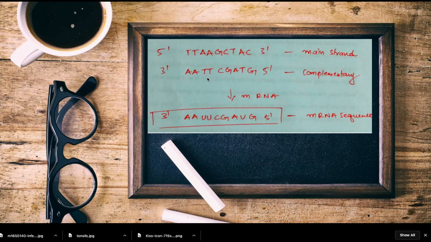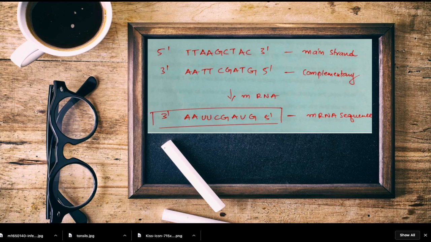Wherever you have T, because the RNA has uracil and not thymine, the thymines will be replaced by uracil. So A, A, U, U, C, G will be the same. A will be the same, again the T is replaced by U, and G is the same. Okay, so you got mRNA. So the first level of the central dogma of life is done, that DNA is going to synthesize RNA.